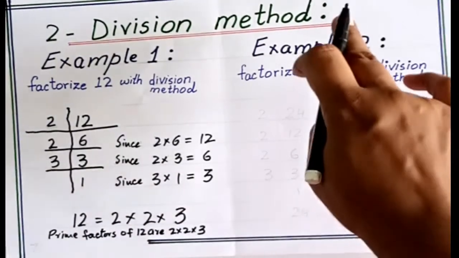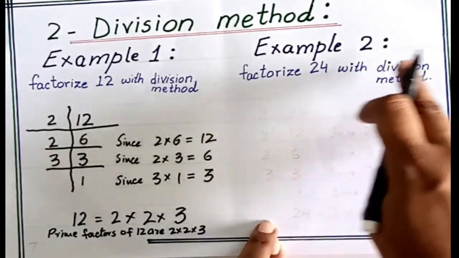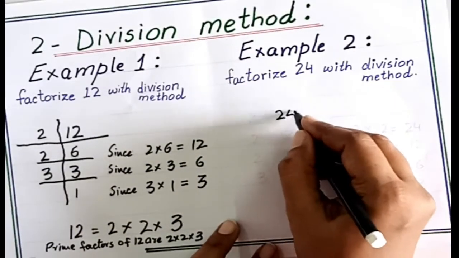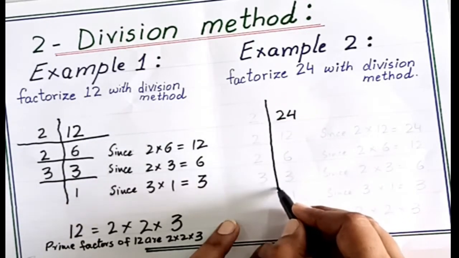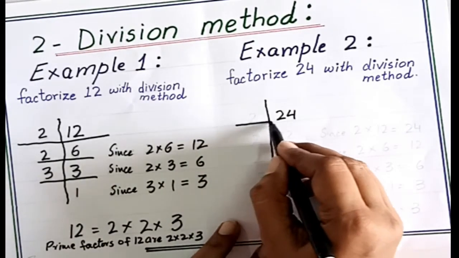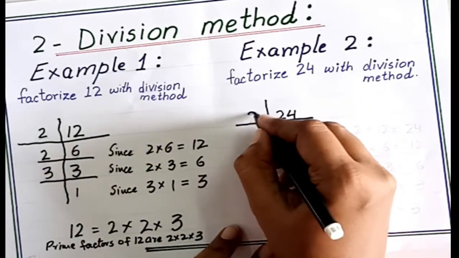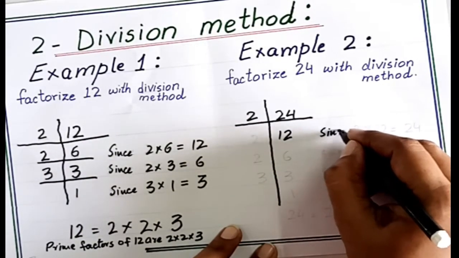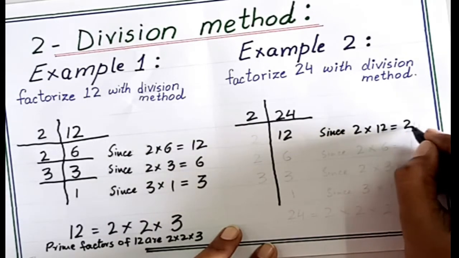Now let's do example number 2. That is 24. We have to factorize 24 with the division method. We will write 24 here and make the LCM sign. I will try to draw a straight line by myself without a scale. Okay, you can see here 24. 2 twelves are 24. We will write over here 2 twelves are 24.